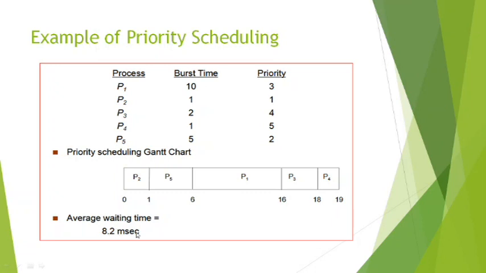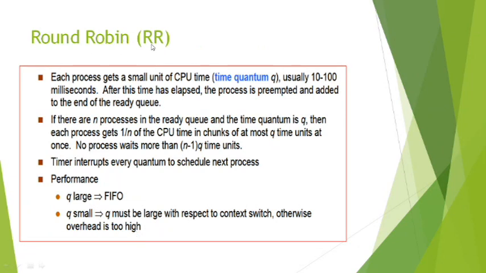In round robin scheduling, each process gets a small unit of CPU time, that is the time quantum Q, usually 10 to 100 milliseconds. After this time has elapsed, the process is preempted and added to the end of the ready queue. If there are n processes in the ready queue and the time quantum is Q, then each process gets 1/n of the CPU time in chunks of at most Q time units at once.